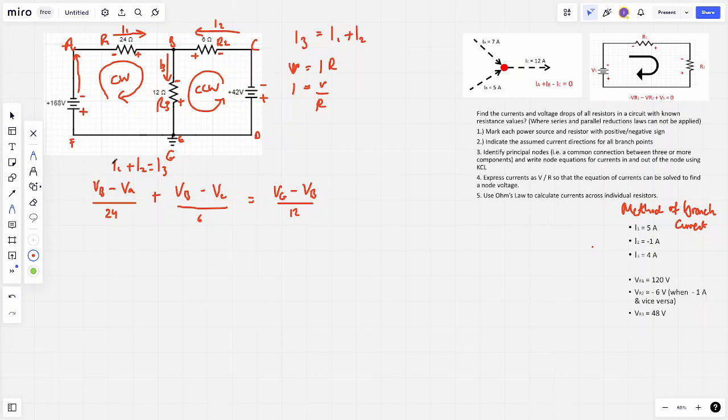So what is VA? VA is the voltage coming out of the power source. As this is the power source, the battery, we've got 168 volts coming straight out. There's no component in between, it's not being used by anything. So we've got the full voltage at A. And as it leaves the negative terminal, that is negative.